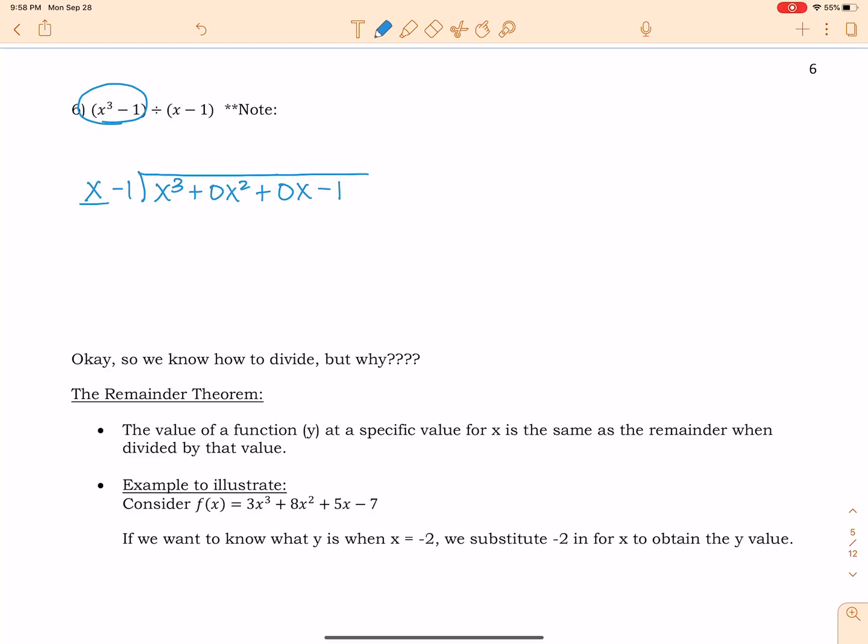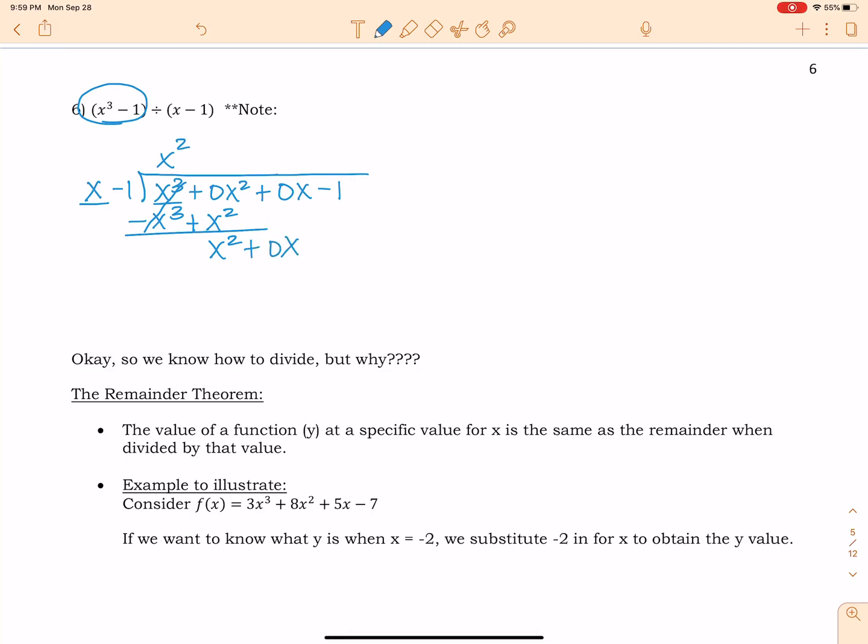X times what gives me x cubed? That's going to be x squared. I multiply x squared and x. I multiply x squared and negative 1. Remember, my signs change. This becomes negative. This becomes positive. These add to 0. 0x squared plus x squared is just x squared because 0 plus 1 is 1. Then I bring down the 0x.